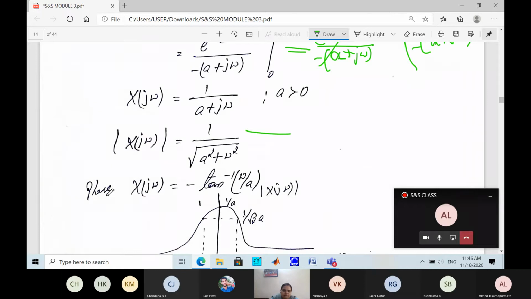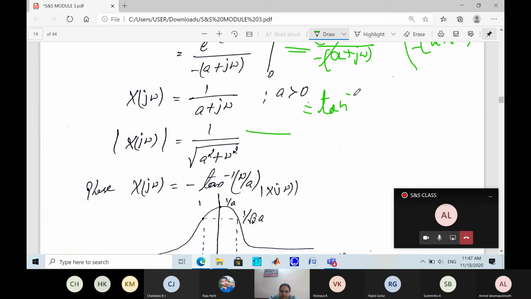Then the phase of x of j omega, when you are getting 1 divided by a plus j omega, right? It is tan inverse of imaginary over real. Here the real part is 1 but the imaginary part does not have any value, so it will be 0, right? I hope you are getting it. How will you write the phase for the imaginary part? You will write it as tan inverse of the real part for the numerator.